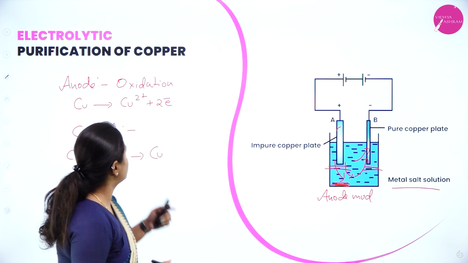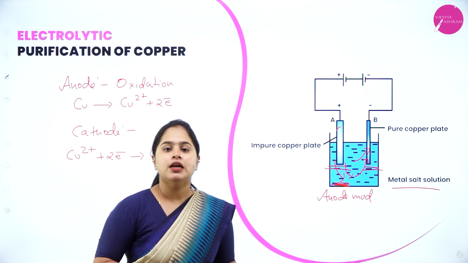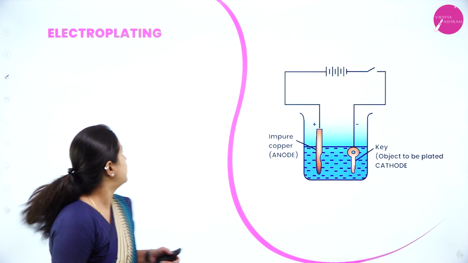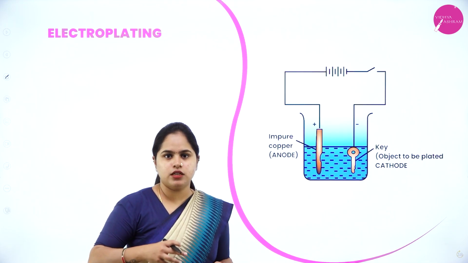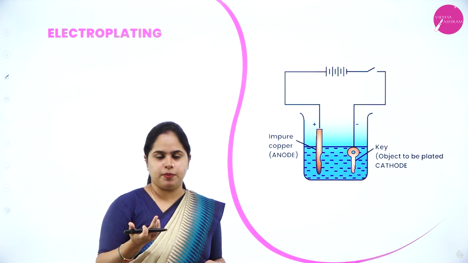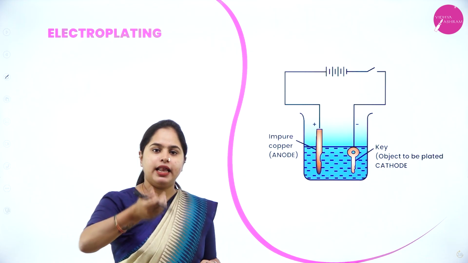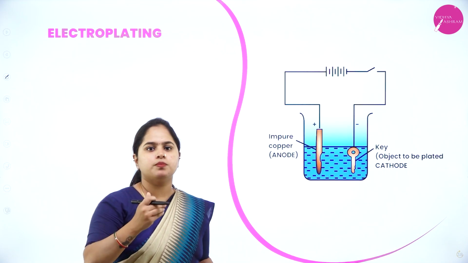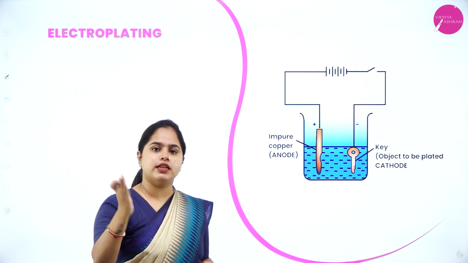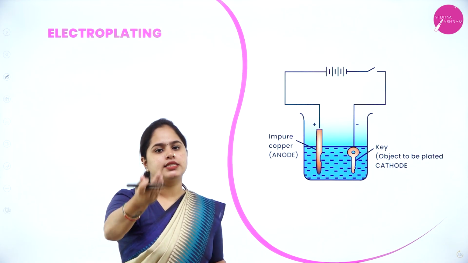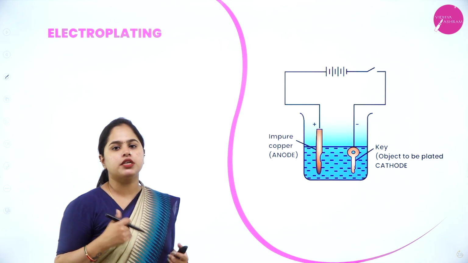So I hope it is understood what reaction is taking place at the anode and what reaction is taking place at the cathode, right? Now there is one more application of it, that is electroplating. Now what is electroplating? We use a metal to deposit on another metal, right? It is the deposition of a particular metal on another metal. We have seen gold plated, silver plated ornaments, right? So gold and silver metals are deposited on some other metal. This also happens through the process of electrolysis using an electrolytic cell.